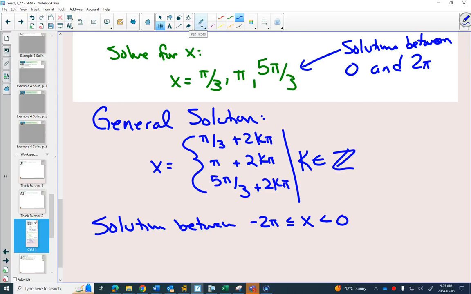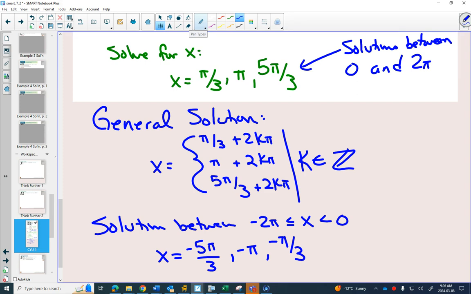Why was it helpful? Now, I know where my answers are between 0 and 2 pi. One of them was pi over 3. Right? My first one was pi over 3. If I went in the negative direction, can you see that that's coterminal with -5 pi over 3? My second answer was pi. If I go in the negative direction, this one's really easy. We can see that it's -pi. And my third one was 5 pi over 3. In the negative direction, that will just be -pi over 3.